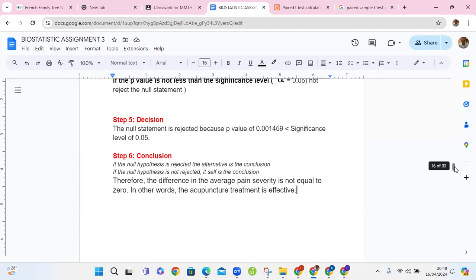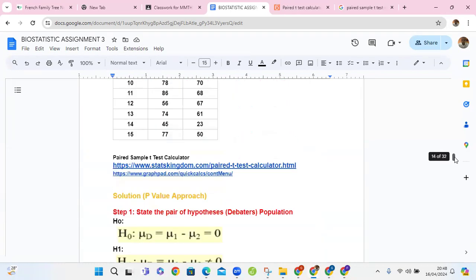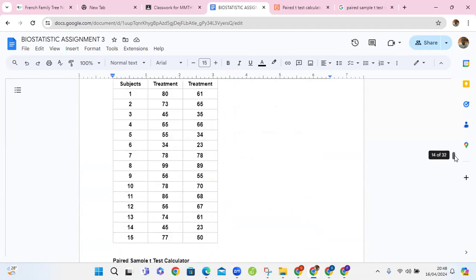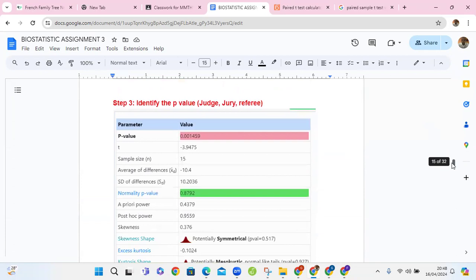And if you take a closer look at the data, you can actually have some suspicion to that. Before the treatment, 80, after the treatment, 61. Before 99, then you have 89. Before 78, then you have 70 after. 45 before, 23 after. So you can actually already suspect a reduction in the severity after the acupuncture treatment was provided. And the test actually confirms that.